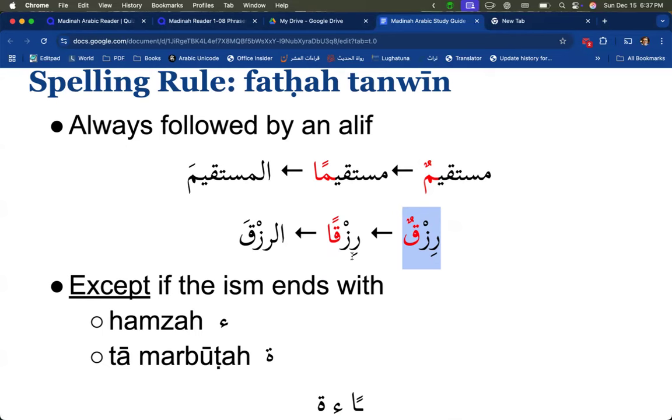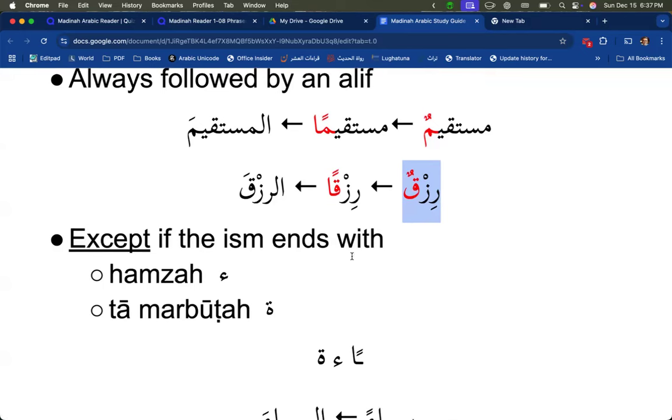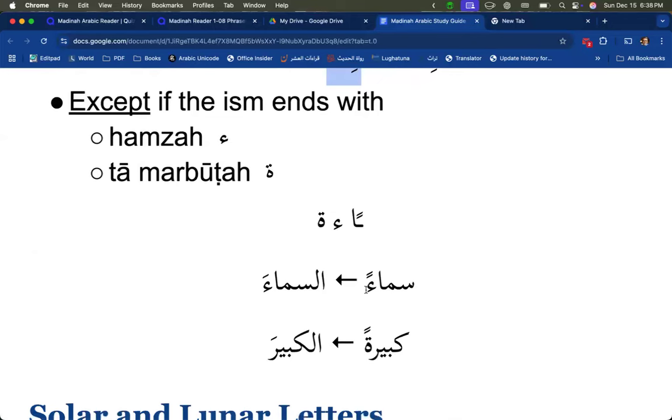So all mansub things will have an alif at the end. We will inshallah cover that later. But this alif goes away if you put al in front of it. Al-rizqa. Okay? You will not have an alif at the end. It's just a spelling rule. This is why we say wa anna Muhammadan, and the dal has an alif after it. Okay. There are some exceptions. If the word ends with the hamza, it doesn't get an alif.